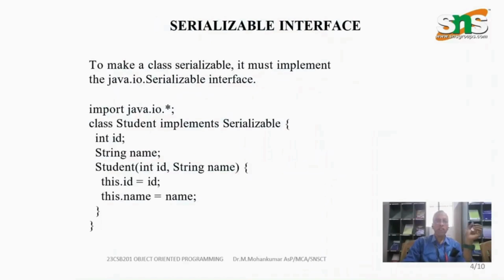Then the serializable interface, with an example in a small program. To make a class serializable, it must implement the java.io.Serializable interface. Here we have the Java package. Then class Student implements Serializable, with int id and String name, and a Student constructor with int id and String name. Then this.id equals id, and this.name equals name.